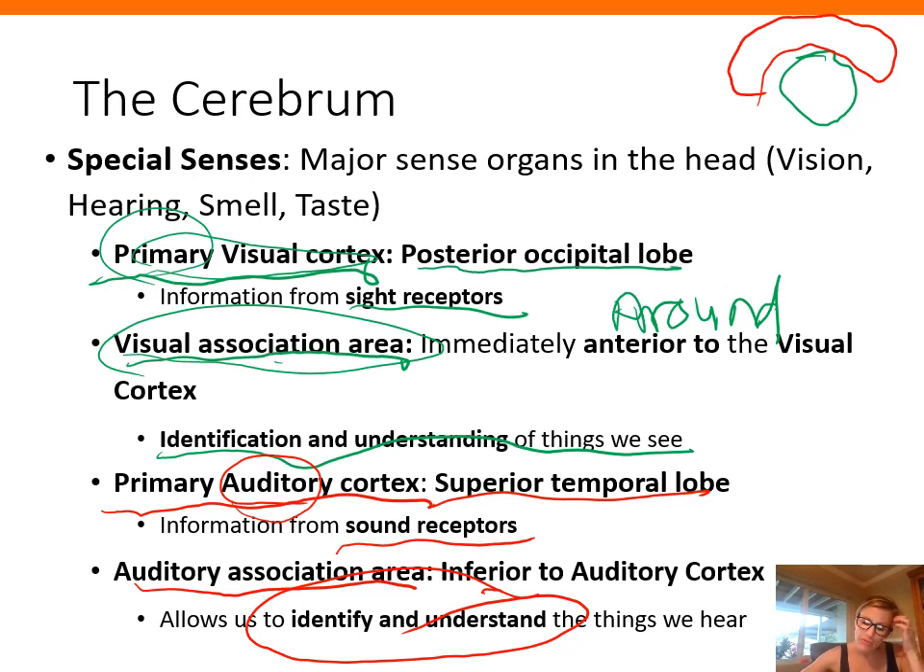So if you're listening to music, just the raw sound, the loudness, the pitch, all of that, the raw information is coming into the cortex. And then the association area allows you to identify, oh, that's a trumpet I'm hearing. I recognize this song. I recognize this music.